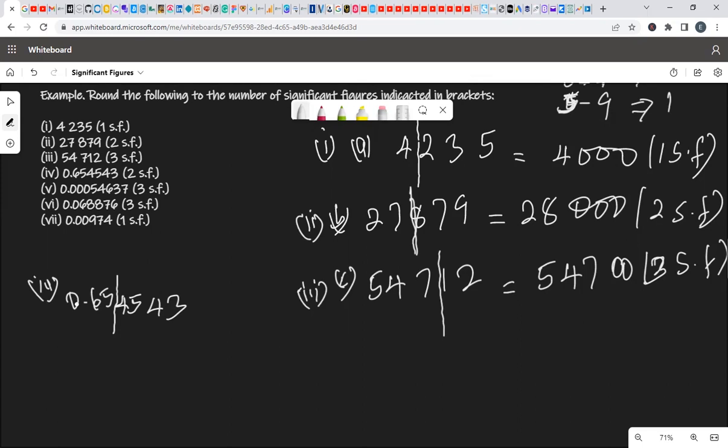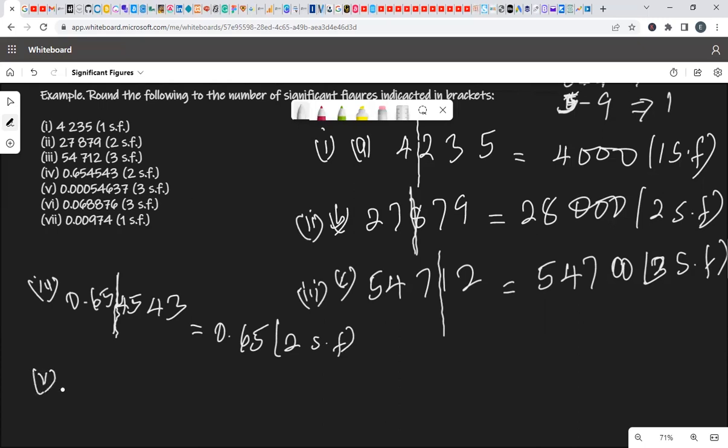Remember that in a number less than 1, the first non-zero digit is the significant one. That is where our significance starts from. So our significance starts from here. This is first, second. So we want two significant figures. The next digit to that is 4. 4, we round down to 0. 0 plus 5 is 5. So this number is 0.65 to two significant figures. That is that for question 4.